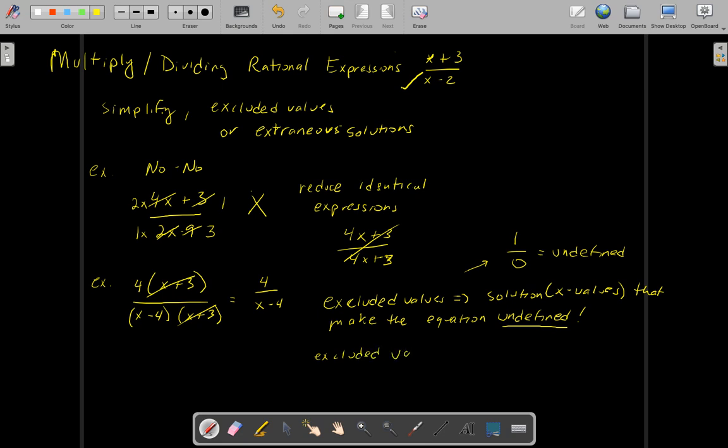So the excluded values of this situation would be, so again, if I have x minus 4 and I set that equal to 0, I know 4 is going to be an excluded value.